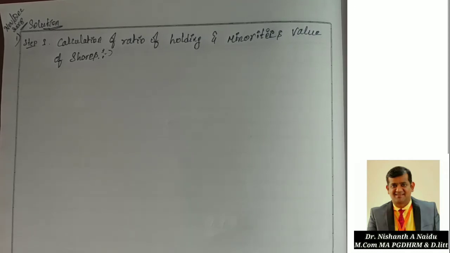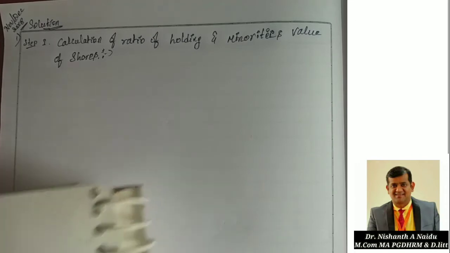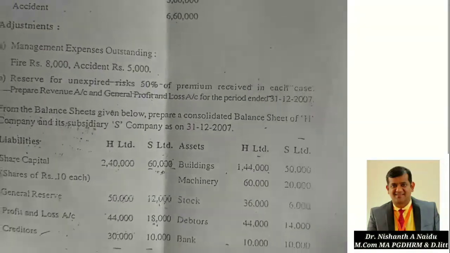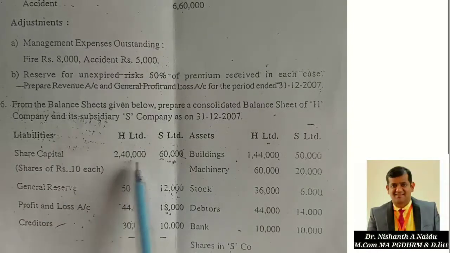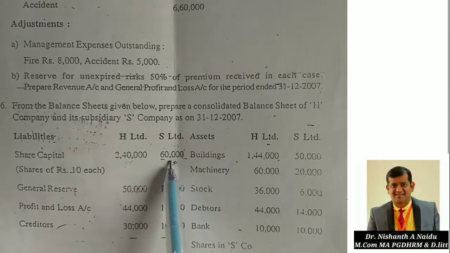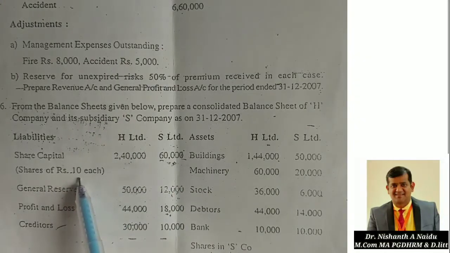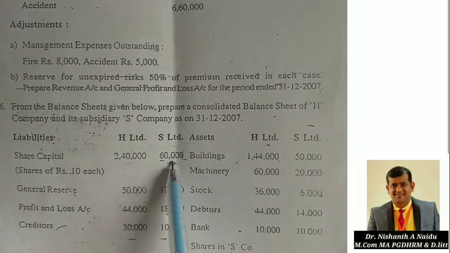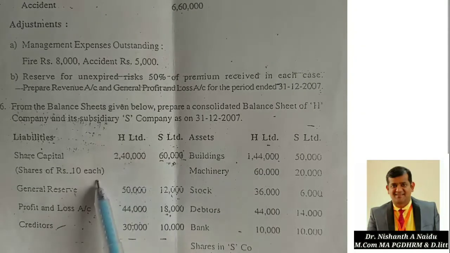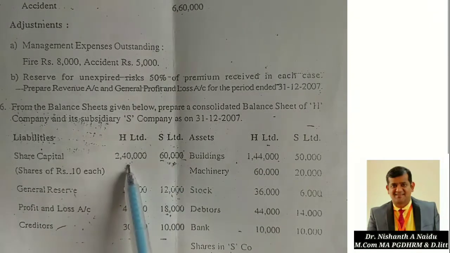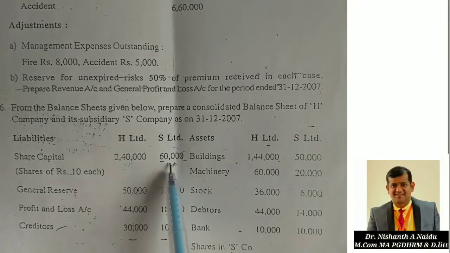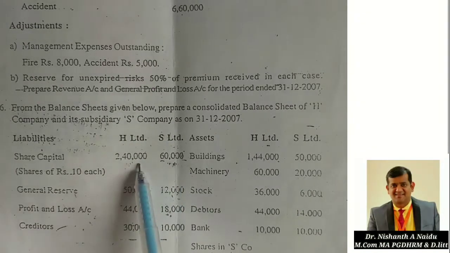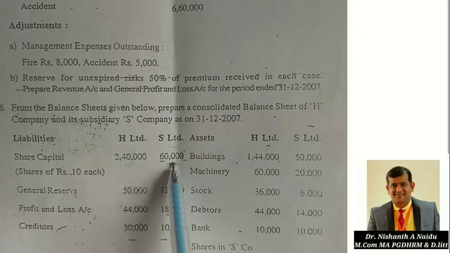From next onwards, I'll be explaining and you have to follow this. Look, this is the question paper. Share capital: H Company 2,40,000, S Company 60,000. The face value of a share is 10 rupees. So the number of shares is 60,000 divided by 10, 6,000, and 2,40,000 divided by 10, 24,000 shares. This is the lesser number of shares, so this is going to be the parent company and this the subsidiary company.